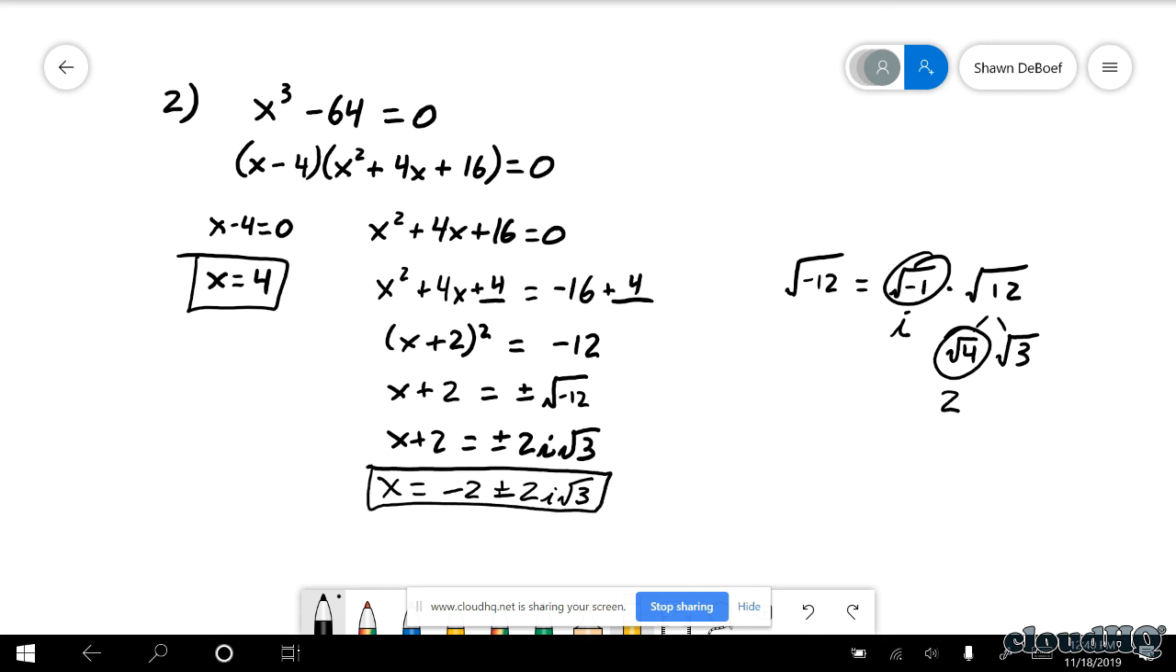So one of our answers was 4, one was negative 2 plus 2i square root of 3, and one was negative 2 minus 2i square root of 3. We expected 3 answers. Did we get 3 answers? We did. If we would have graphed it, how many zeros would we have seen on the graph? We only would have seen 1. We would have seen the 4. The other 2 are imaginary, so they wouldn't show up on the graph. Our graph probably looks something like that. Maybe the loop is up above, but it only touches the x-axis once. We know that.